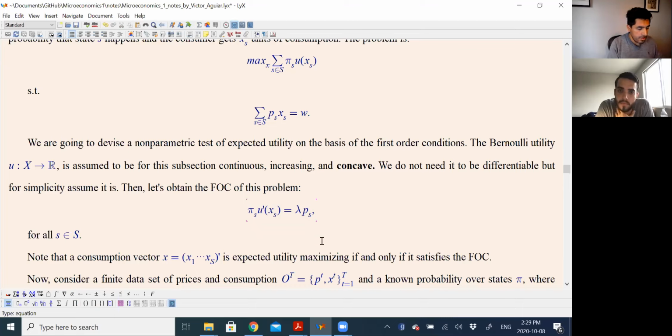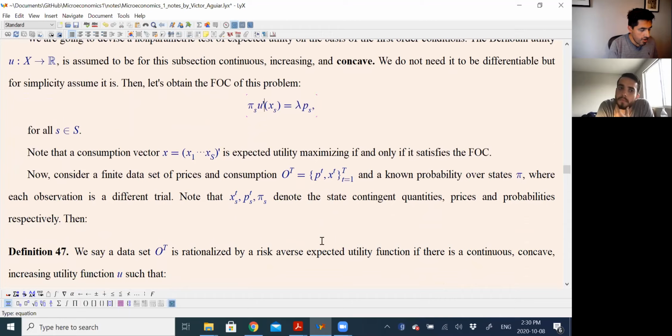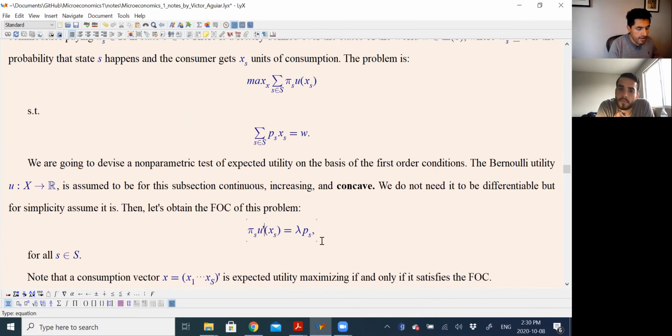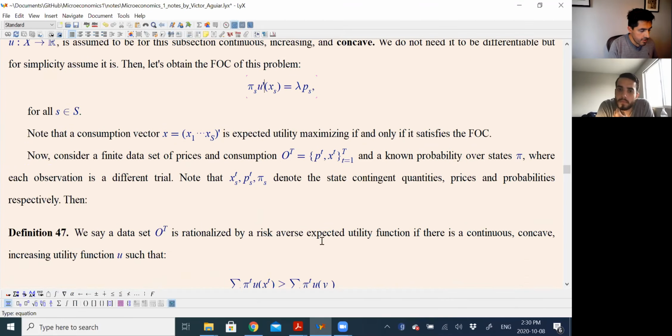In the generic case, this is a vector and so on. But if you're thinking of a state, so just a monetary price, then this is a scalar. So we have this. So this is the object here.